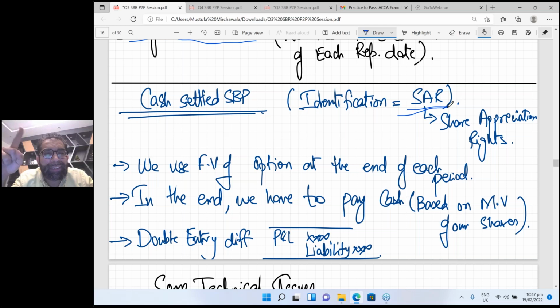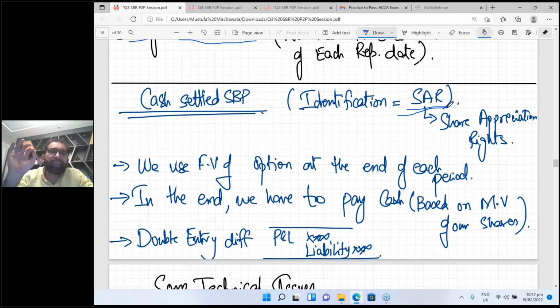So how much benefit is the employee getting? The employee is getting $70 per share. This $70 per share will be given to the employee in the form of cash, okay, so this is all cash. This is share appreciation rights.